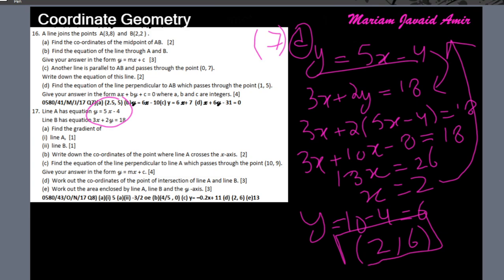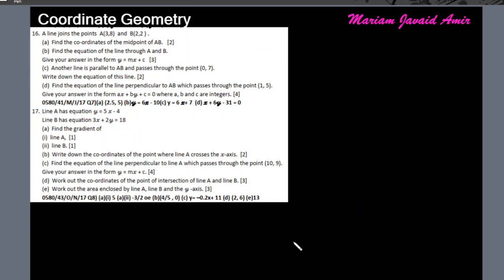Okay, part E, work out the area enclosed by line A and line B and the y-axis.